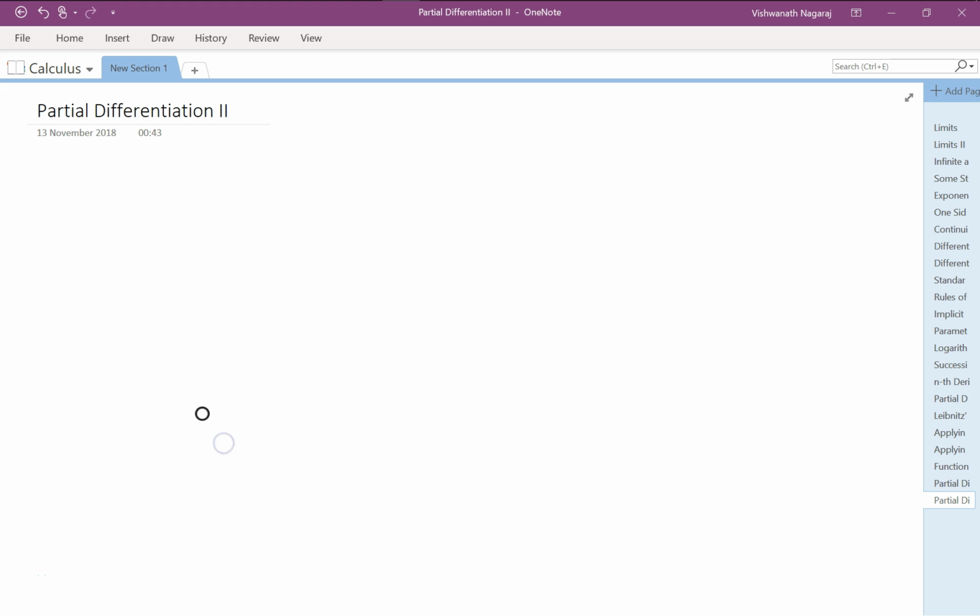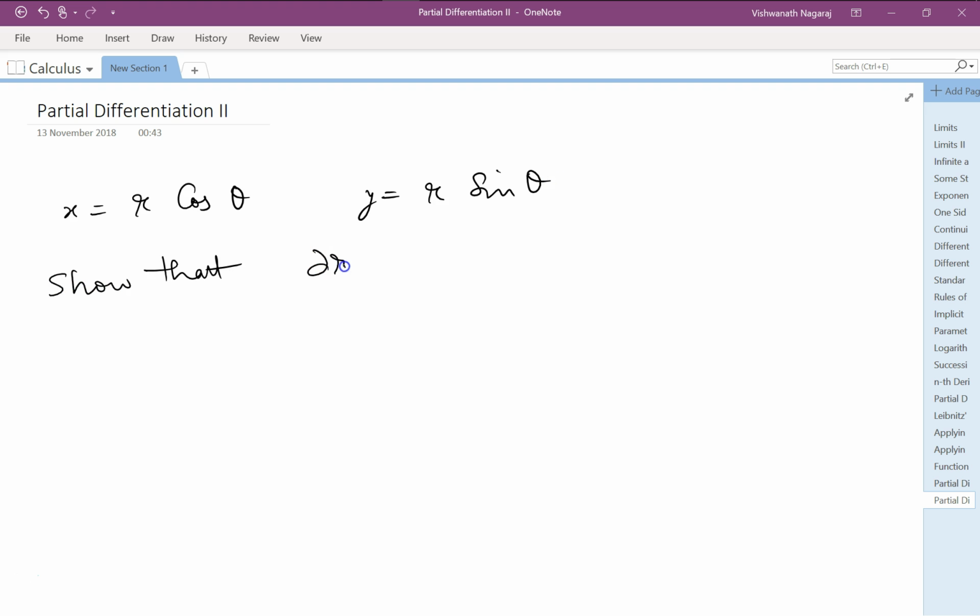Let's solve some more problems using partial differentiation. Let's say x is equal to r cos theta and y is equal to r sin theta. We have to show that dou r by dou x is equal to x by square root of x square plus y square, and dou r by dou y is equal to y by square root of x square plus y square.